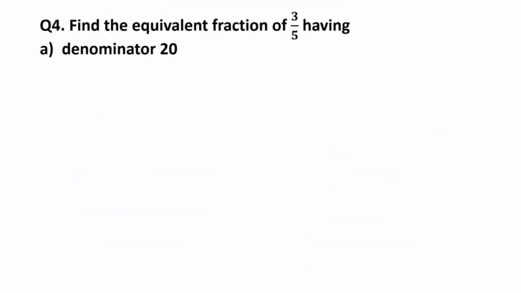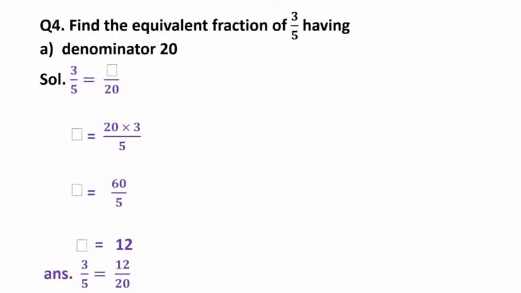Next question says: find the equivalent fraction of 3 by 5 having denominator 20. So children, you can see here we need to find the equivalent fraction of 3 by 5. As I already taught you what an equivalent fraction is, we need to find it under the condition that the denominator should be 20, and we need to find the numerator. So what we will do here, we will again find the value of the box as we have done in the previous question.